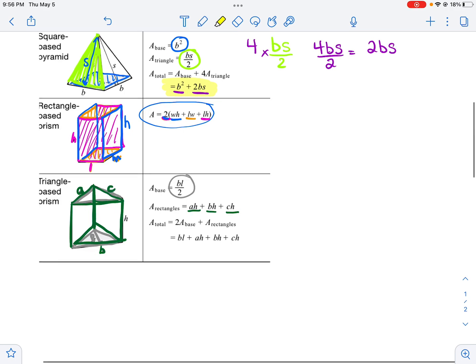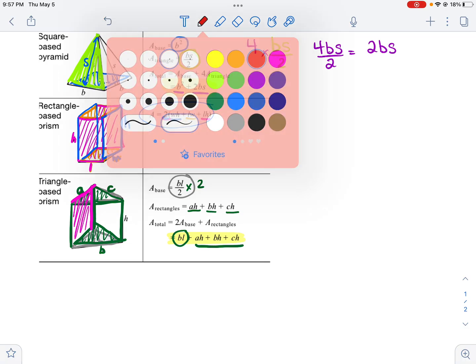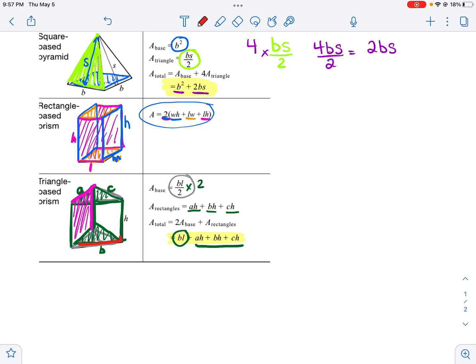So when you get the total formula for surface area of a triangular prism, you have base times length, which is actually the 2 triangles, because you're multiplying that formula by 2 since you have 2 of them. So it turns into base times length. And then these are the 3 rectangles. When you're doing A times H, that would give you this rectangle. And then when you're doing B times H, that would give you the front rectangle. And then finally, when you have C times H, that would give you that rectangle.